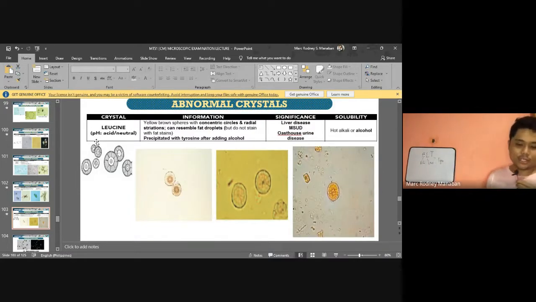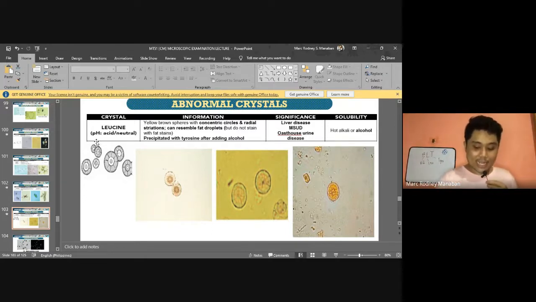For leucine, as you can see, the appearance is circular concentric circles, meaning there's a large circle, then an inner circle, then there are radiations. Like a donut, charot. Radiation, okay? So it can resemble fat droplets, but it does not stain with fat stains. It can be precipitated with alcohol together with tyrosine. So again, where is it seen? Liver disease, MSUD, Maple Syrup Urine Disease.